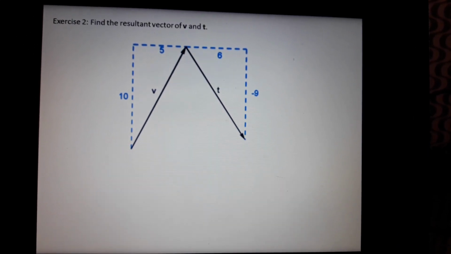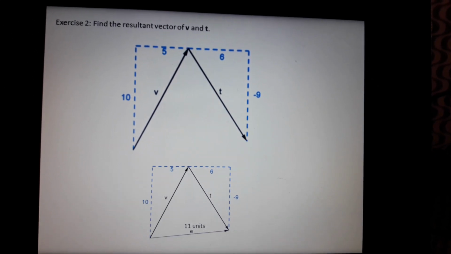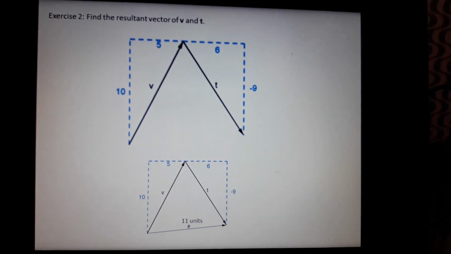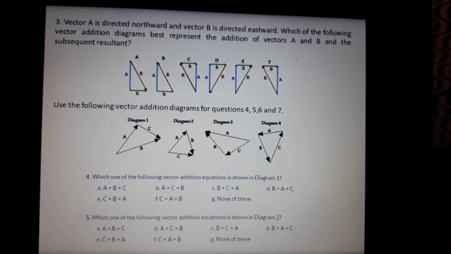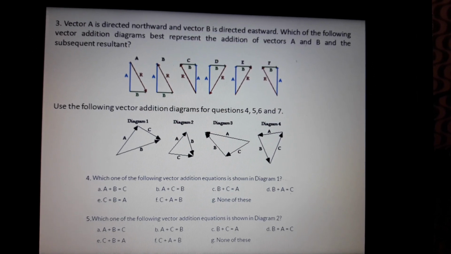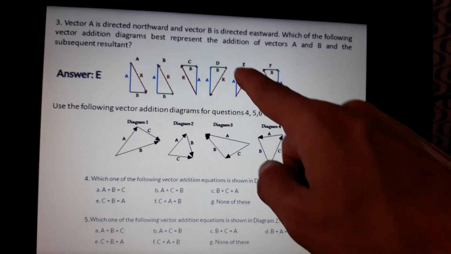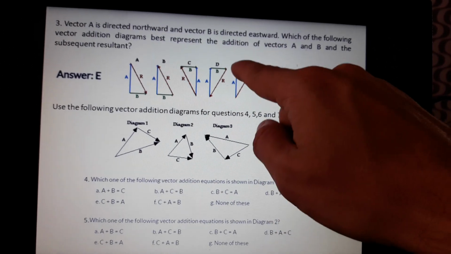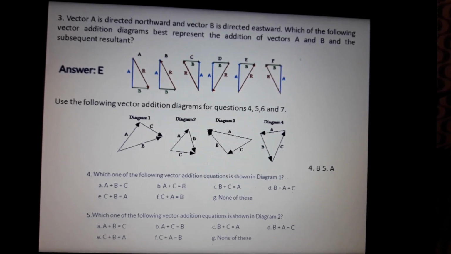Let's go to one more exercise. Stop and try to do it. I believe this is easy. Okay, 11 units, 5 plus 6. So stop now and try to do the exercise. I will solve it now. The answer is the letter E, because we have the finish of the arrow here, and we have the R. Same idea here.